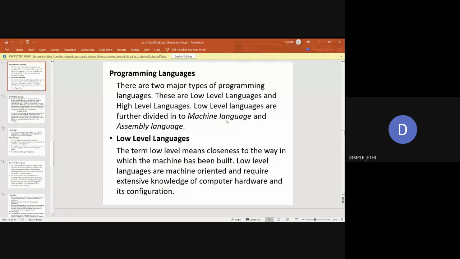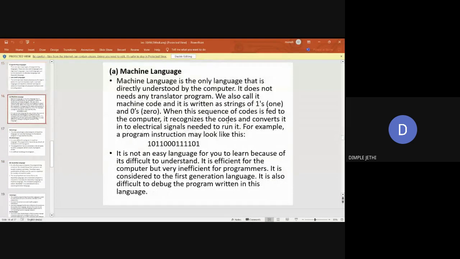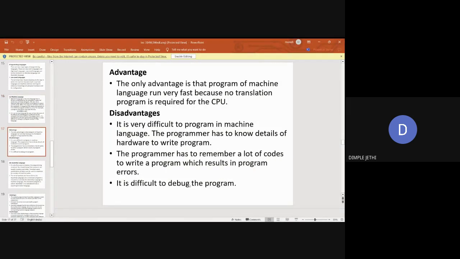So two languages come under low level languages. Machine language, which is only in the form of 0 and 1, was very difficult for the programmer to learn. Okay, so this was, as I said, the first generation of language. The advantage is that it can be directly understood by the machine, so it works fast. There is no translation required in between, but it is very difficult for the programmer to learn.